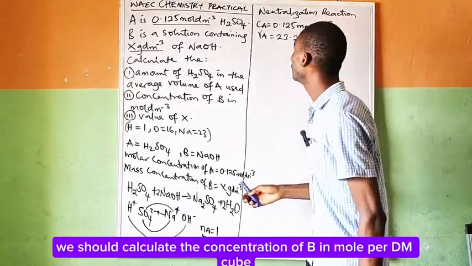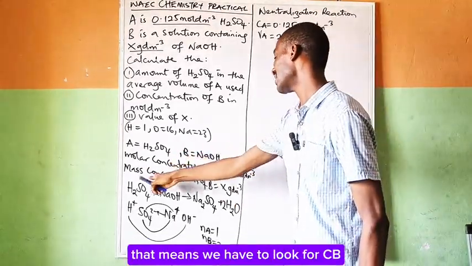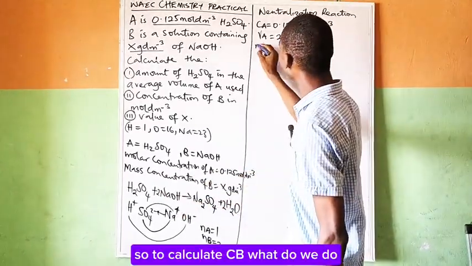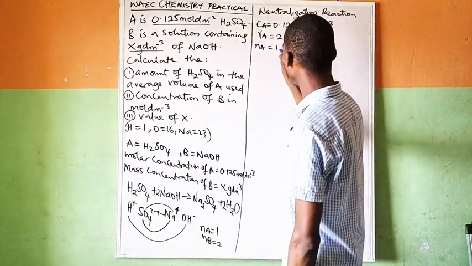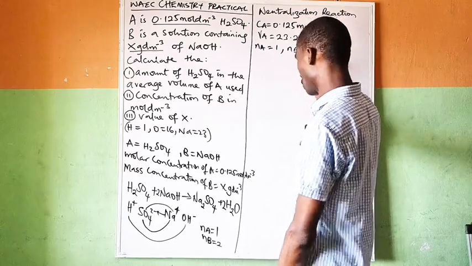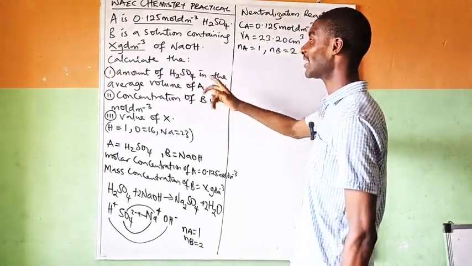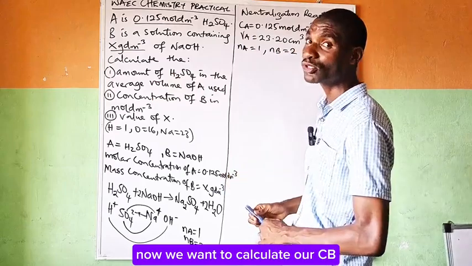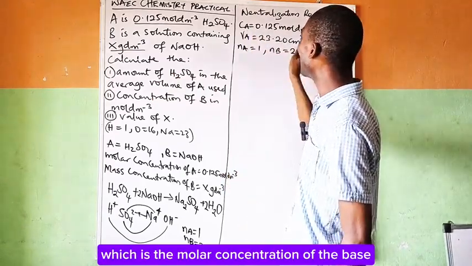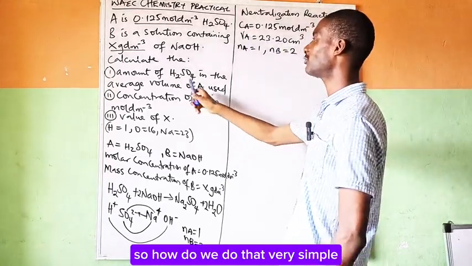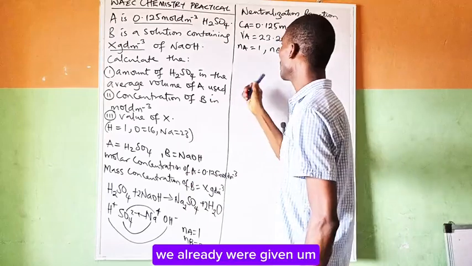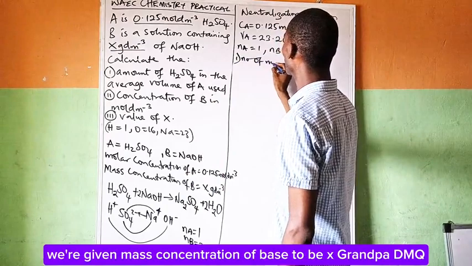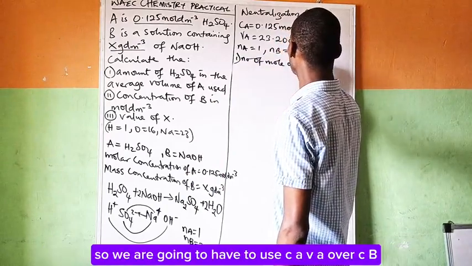All right. Now, what are the other parameters we have? We have mass concentration of B, and then we have the Na. So our Na from the balanced equation is 1, Nb is 2. The first question that we were asked to solve is the amount of H2SO4 in the average volume of acid used. So meaning making use of this, our average volume of acid used, we have to find the number of moles of acid.